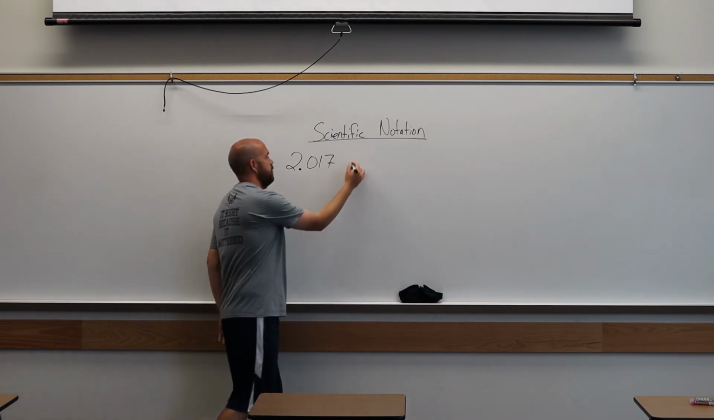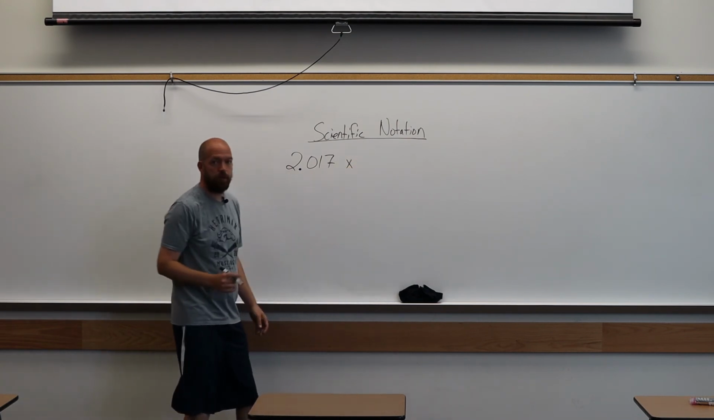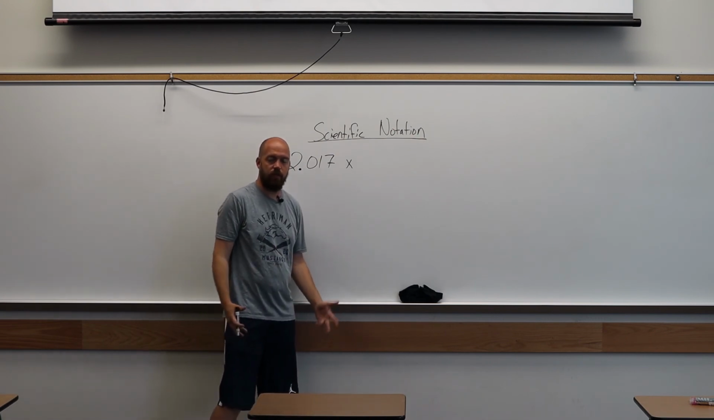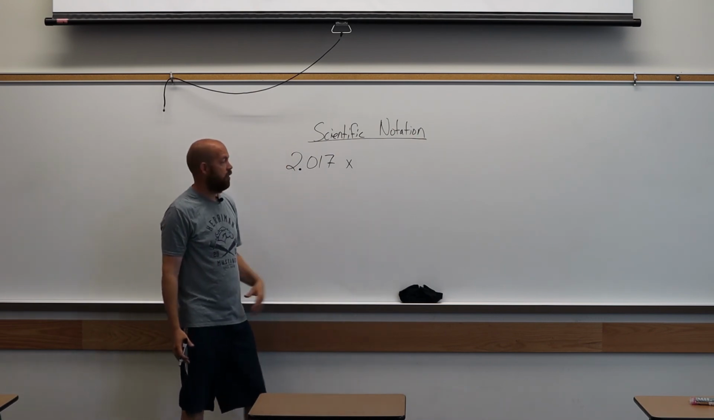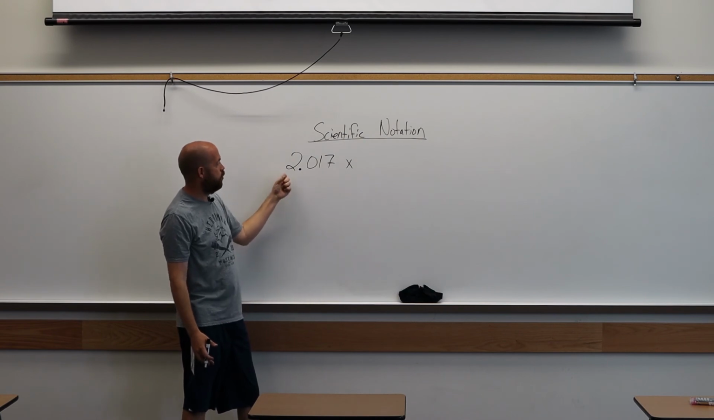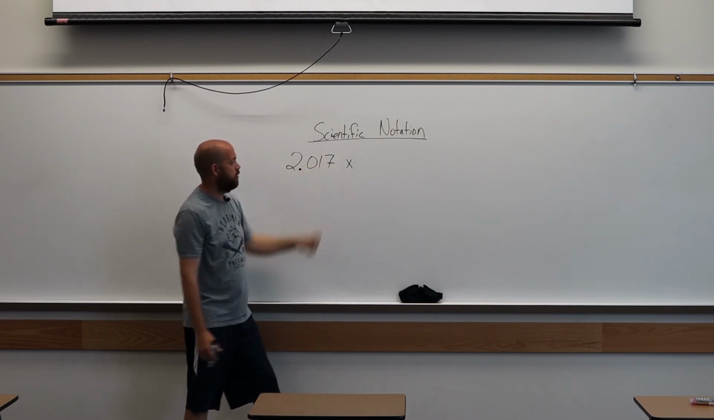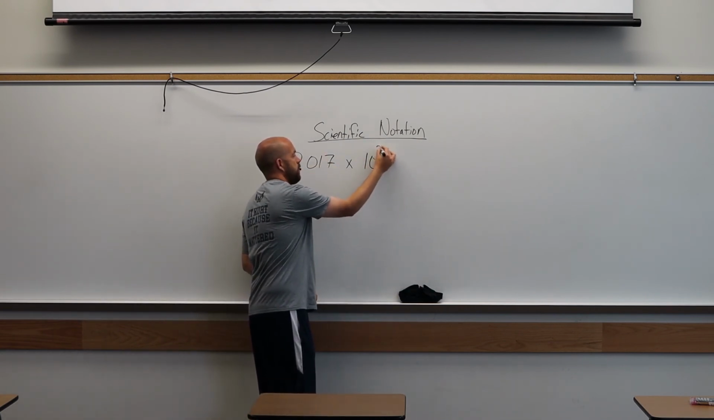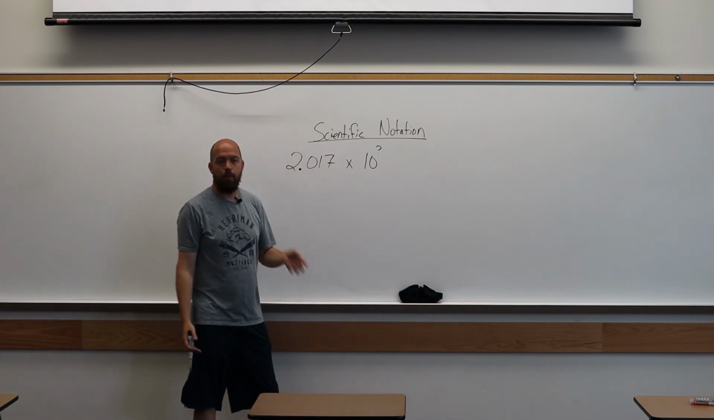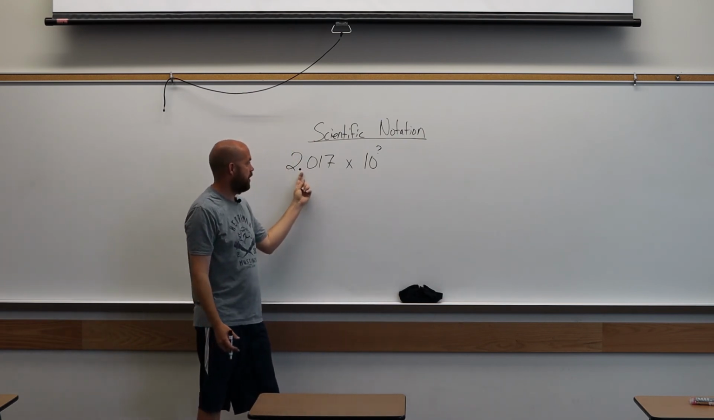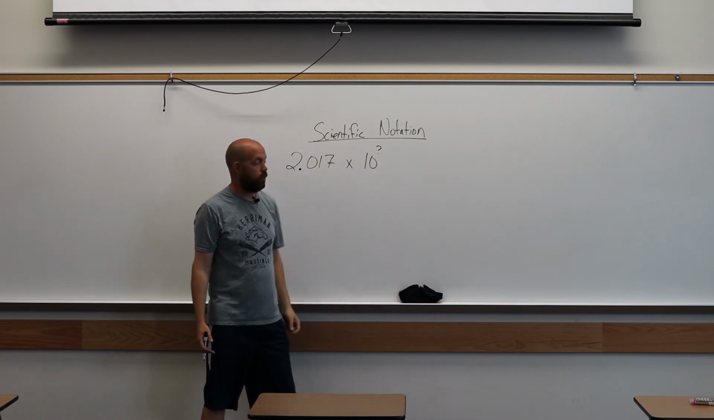Then you have times, which we usually don't use x for multiplication, but scientific notation does use x for multiplication. So we've got 2.017 times 10 to the question mark power. It just depends on how many times you need to move this decimal to get to the actual number.